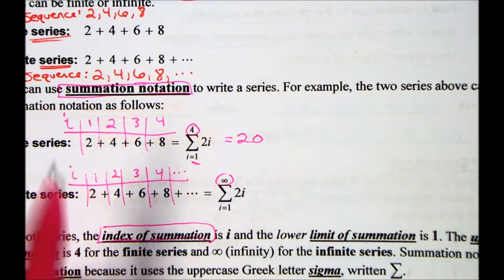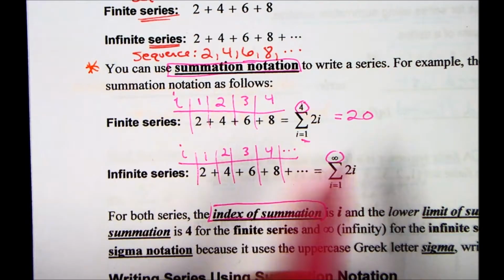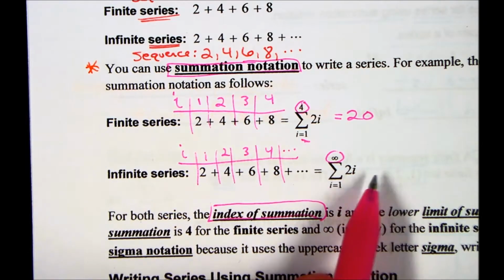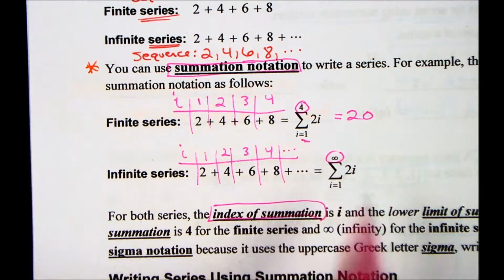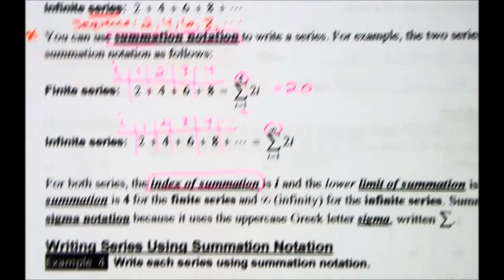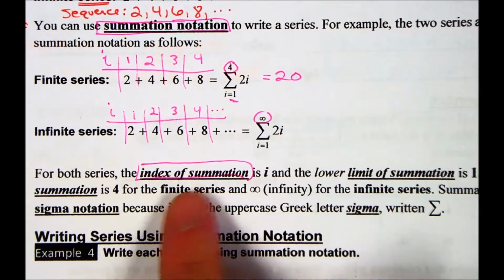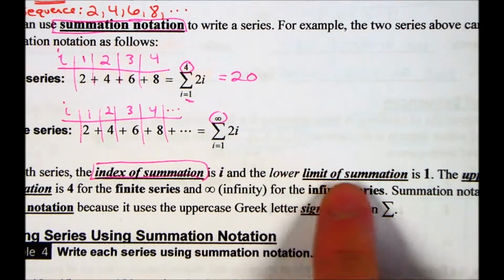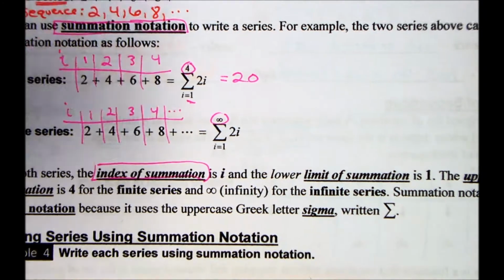So again, a finite series means it's going to have a number up here. An infinite series would have an infinity sign at the top. All right, so for both series, the index of the summation is called i. The lower limit of the summation is 1. So again, that's the lower limit.